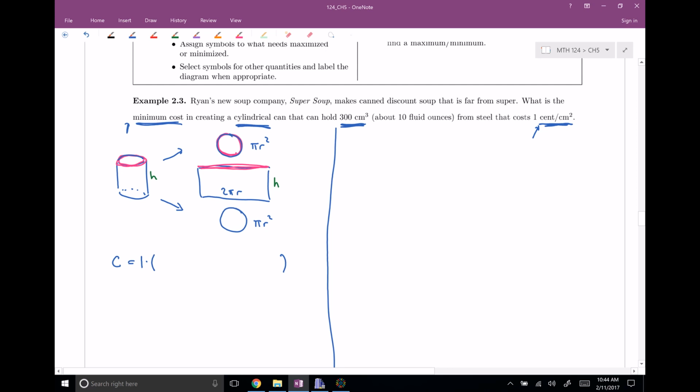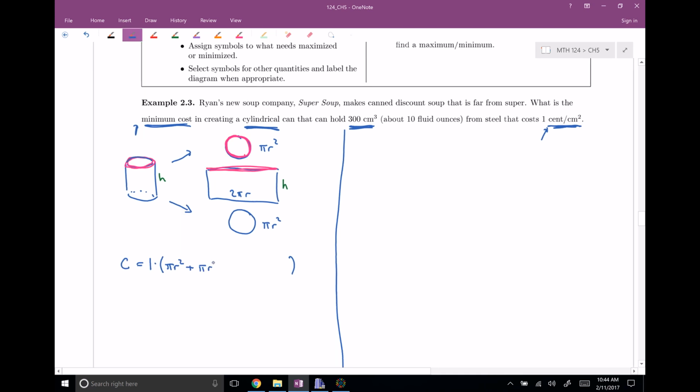So I want to know how much area is there altogether. Well, if you were to take the area of just the top, that would be pi r squared. If you were to take the area of just the bottom, that would be another pi r squared. And if you were to take the area of the siding of the can, this is a rectangle. It's supposed to be length times height. So the length in this case is 2 pi r times the height. So 2 pi r h. Okay, so let's simplify this down. This is going to be pi r squared plus pi r squared, so that's going to be 2 pi r squared. Of course, 1 times anything is just itself, plus 2 pi r h.